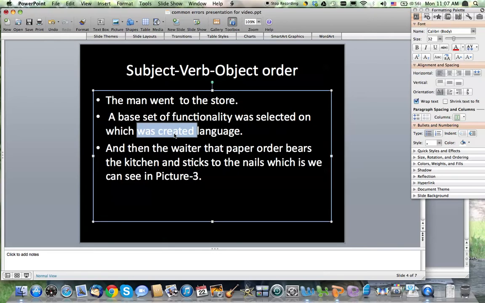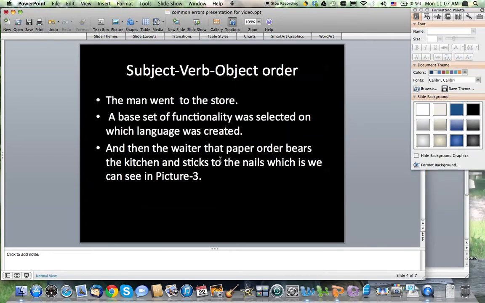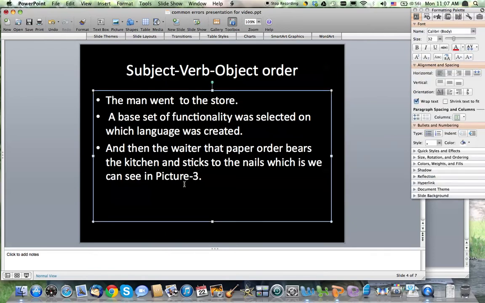Now, what was created? Well, language was created, right? So language should go before the verb. Subject, verb, on which language was created. Notice, subject, language, verb, was created. Now, we have, whoops, I just lost it there. There we go. And this last one, let's take a look at it.